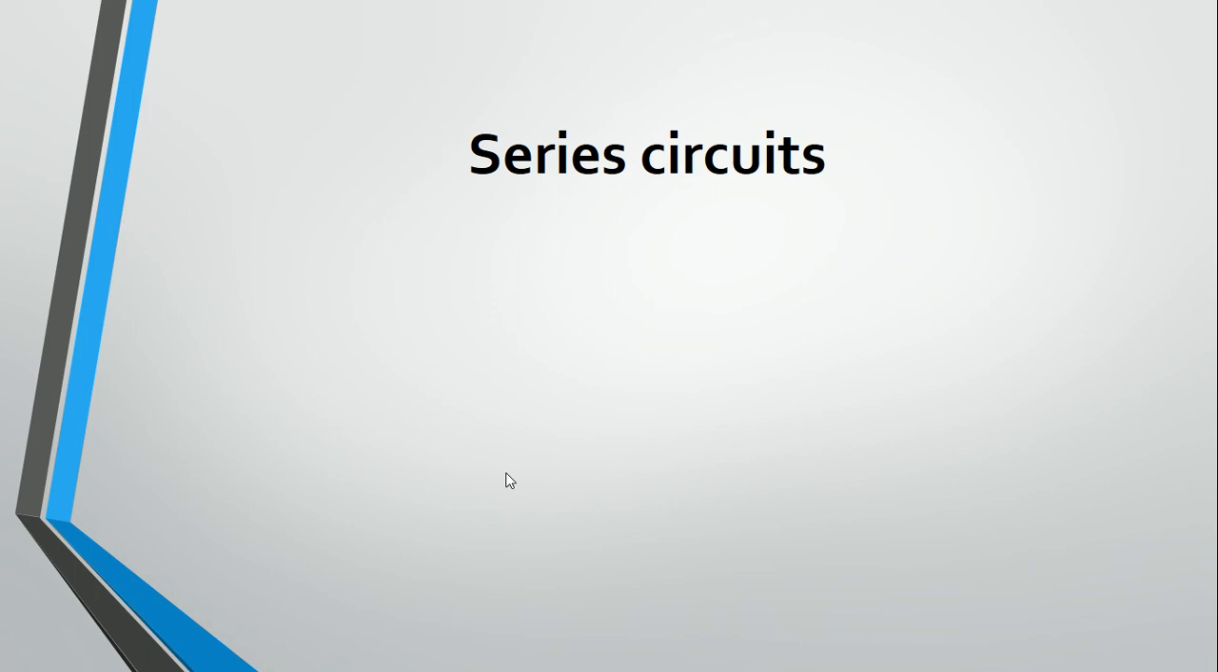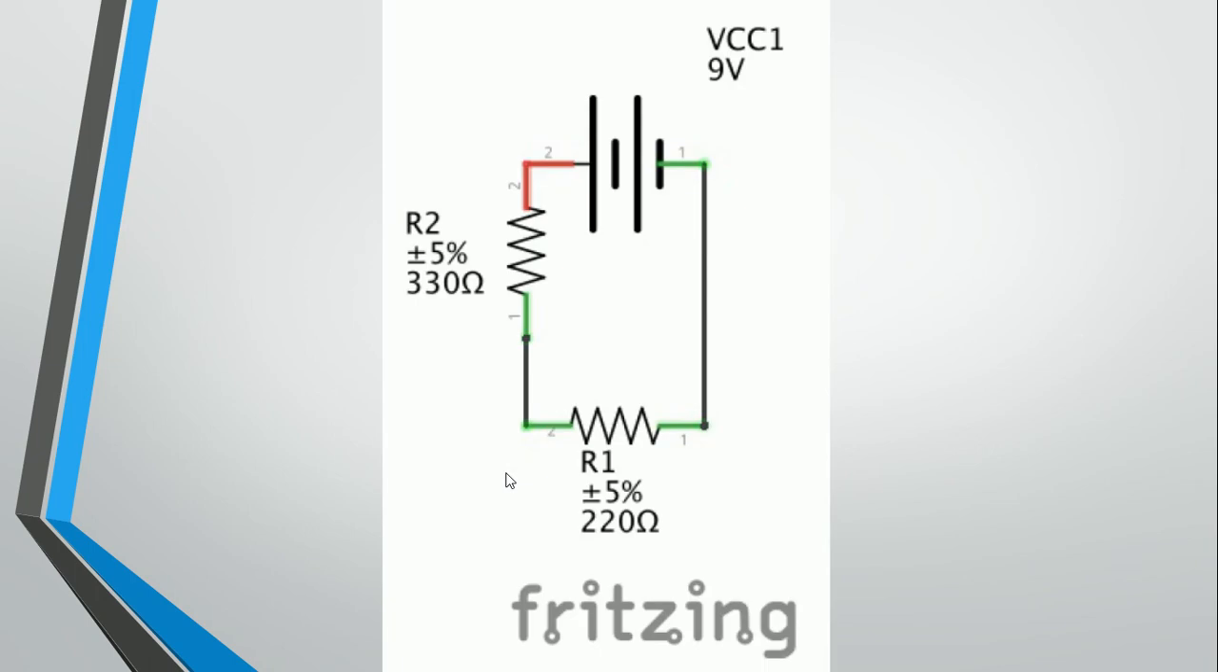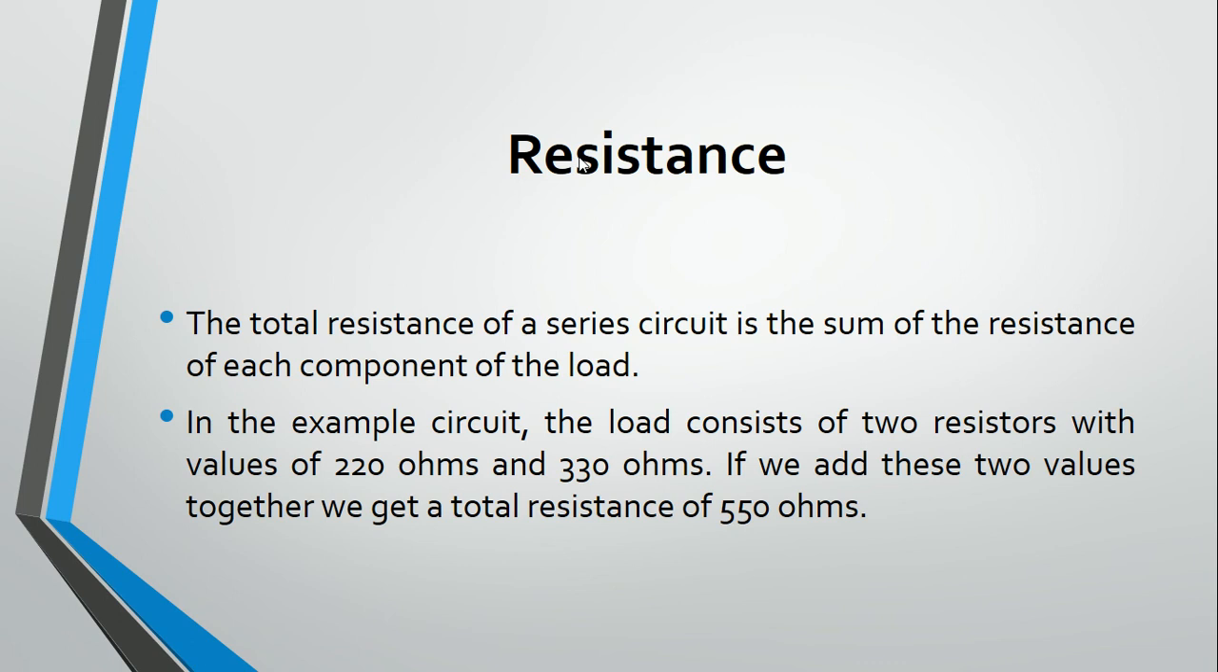So let's go first with series circuits. We have an example here. In a series circuit, the electricity flows only in one path. So this is already an example of a series circuit. To calculate the resistance in a series circuit, we have to take note of this: the total resistance of a series circuit is the sum of the resistance of each component of the load. So getting the total resistance is just getting the sum of the resistance of each component of the load.